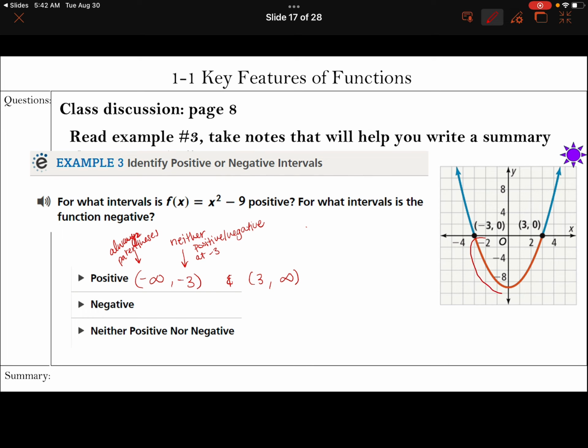Okay, now we're going to look at the interval of the negative, which is -3 to 3. They're parentheses because at -3 and 3, it's neither positive nor negative. So it's neither positive nor negative at x equals 3 and x equals -3. So these are your x-intercepts.